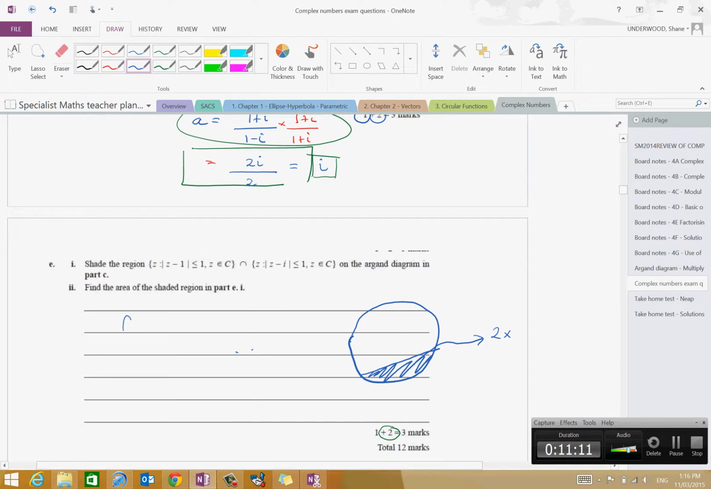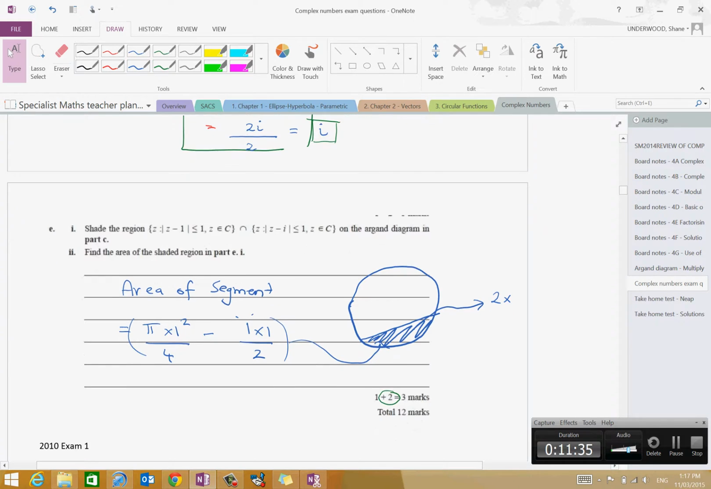So therefore, we're going to say that the area of this segment, all right, from our circular theorems is actually equal to pi times 1 squared over 4 minus 1 times 1 over 2. Now that's just one of these segments, okay? This is one of these segments, okay? And that's coming from circular theorems, all right? Now, as it turns out, that's pi on 4 minus a half. Now, therefore, the total area is 2 times that.